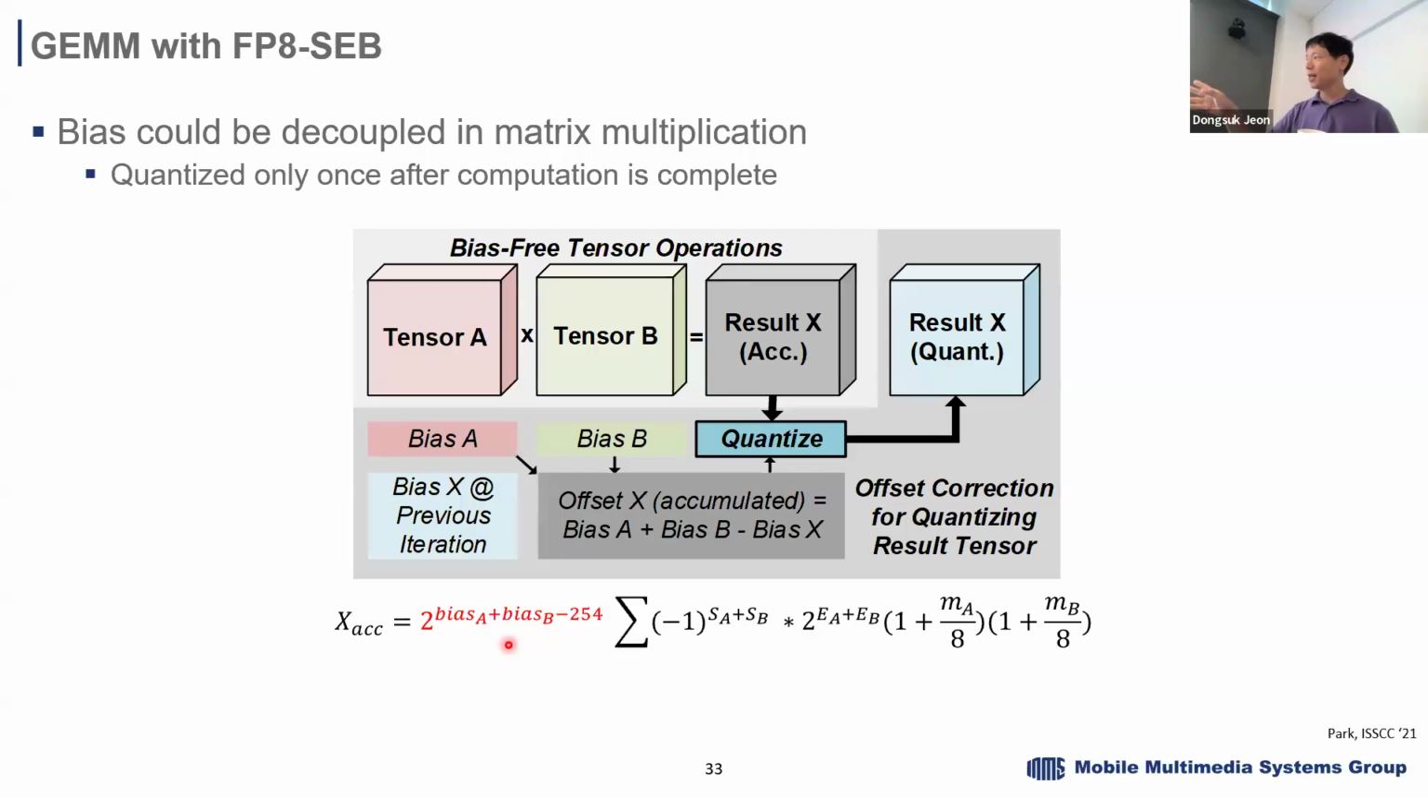And we know that multiplying by a power of 2 is very simple, right? It's kind of like addition to the exponent, or kind of like a shift operation. So it's very efficient.